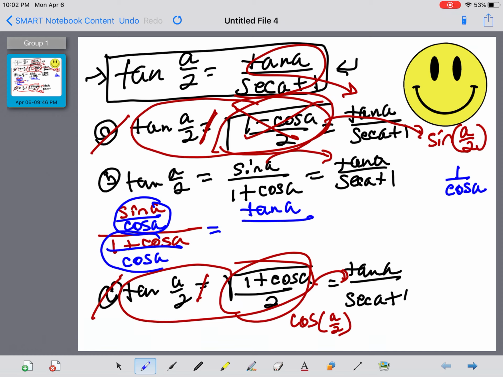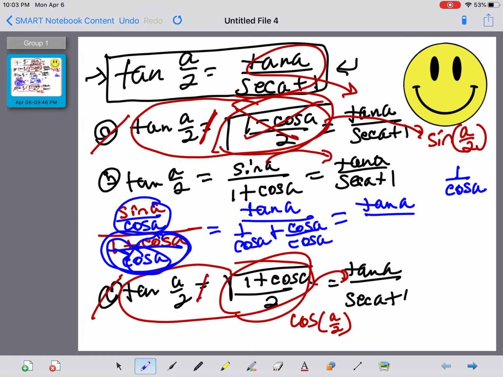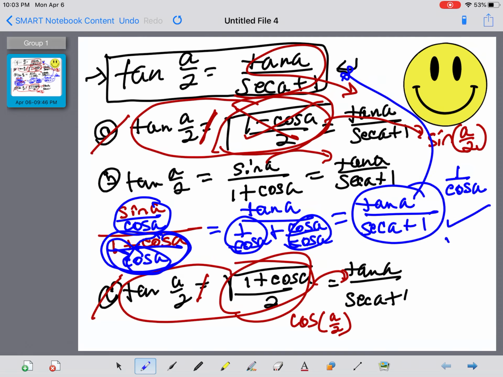And then I'm going to split up this fraction on the bottom with this common denominator. So I'm going to make this 1 over cosine A and cosine A over cosine A. I can make this two different fractions. Okay, so that gives me tangent A. 1 over cosine is secant A, and cosine over cosine is 1. And so we did it, turned it into that.